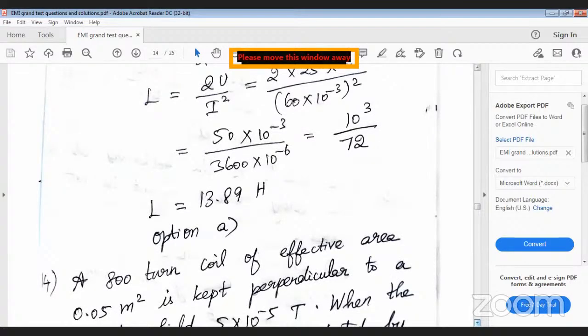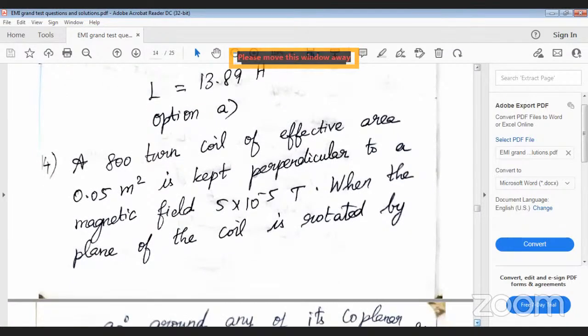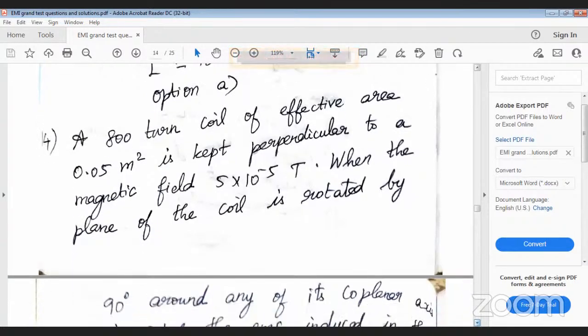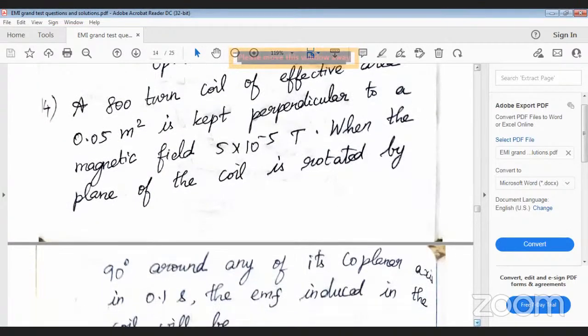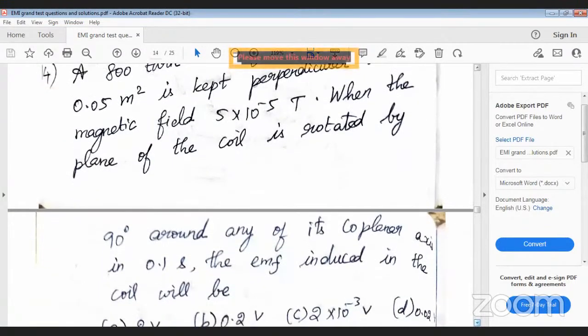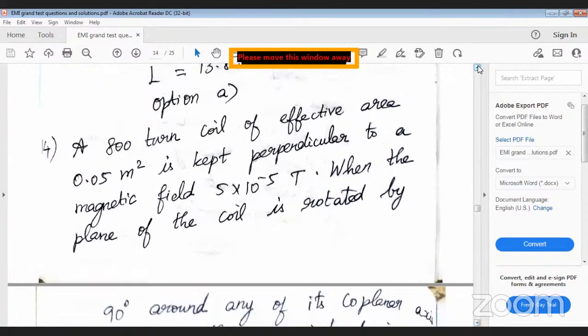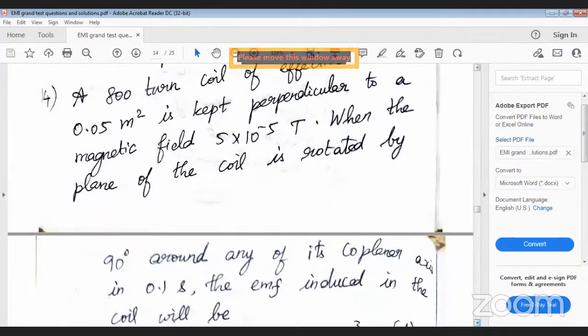Now question number 14. The 800 turn coil of effective area 0.05 meter square is kept perpendicular to a magnetic field 5 into 10 power minus 5 Tesla. When the plane of the coil is rotated by 90 degree around any of its coplanar axis in 0.1 second, the EMF induced in the coil will be. So read the question carefully. A 800 turn coil of effective area 0.05 meter square is kept perpendicular to a magnetic field 5 into 10 power minus 5 Tesla. When the plane of the coil is rotated by 90 degree around any of its coplanar axis.